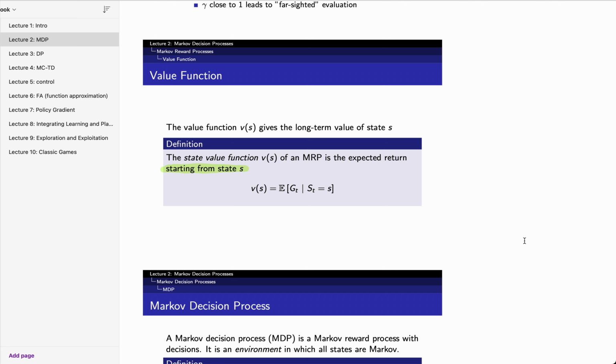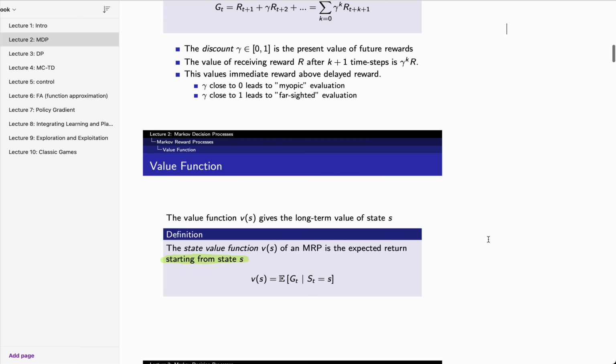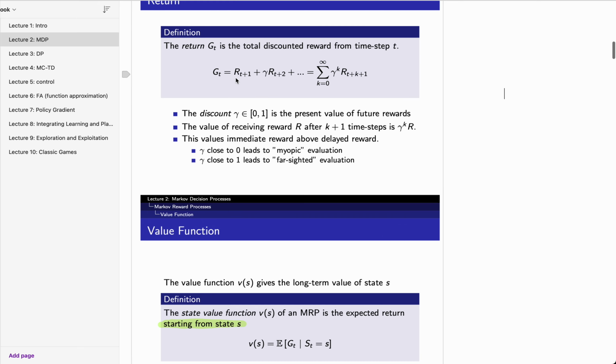Again, the value function gives the long-term value of state S. It's defined as the expectation of the return given the current state S. Again, the return G_t at time step t is defined as the immediate reward plus all the discounted future rewards.